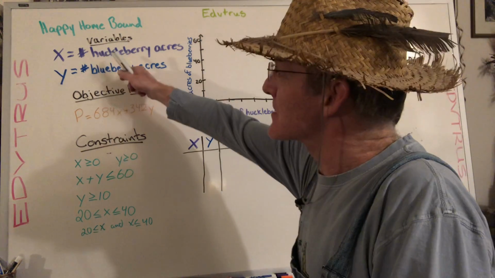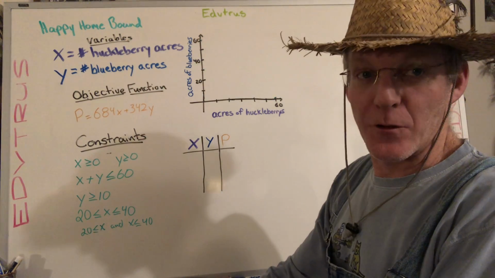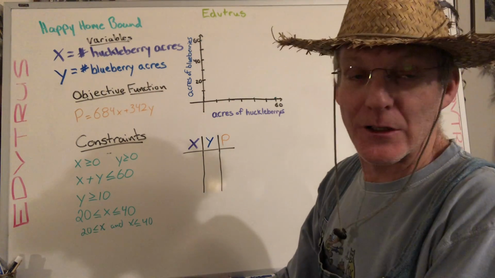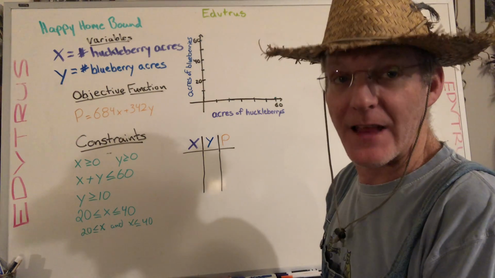Now, X is going to be the number of huckleberry acres I grow, and Y is going to be the number of blueberry acres I grow. I've got to grow a little bit of each, and we've got some reasoning for that in a few minutes.